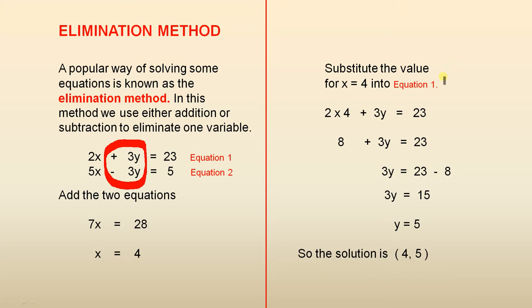Substitute the value for x equals 4 into equation 1. That gives you 2 times 4 plus 3y equals 23, 8 plus 3y equals 23, so 3y equals 23 minus 8, 3y equals 15, y equals 5, so the solution is 4, 5, and that will satisfy both equations.